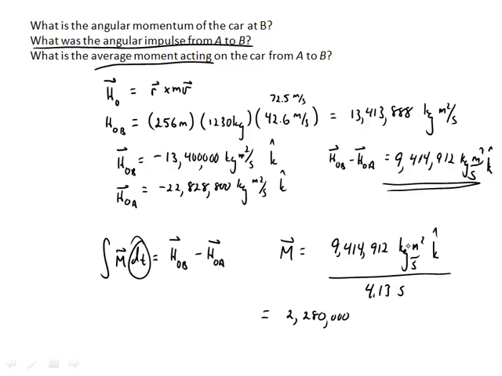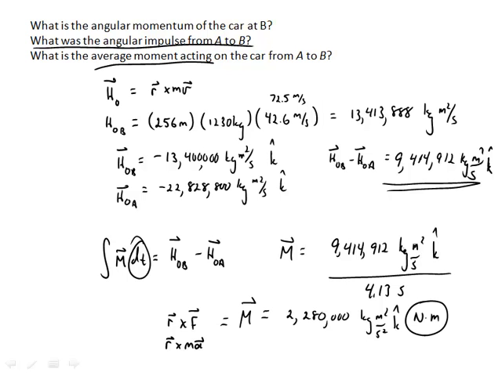And so this is equal to 2,280,000. I have kilogram meters squared per second per second. And so that's kilogram meters squared per second squared, which is a newton meter, which is the proper unit for moment. And of course that's in the k-hat direction. Now it should be that the moment is also equal to r cross F, where F is the net force, or r cross ma, but only the tangential component of the acceleration counts.